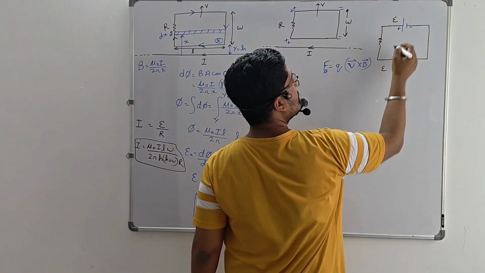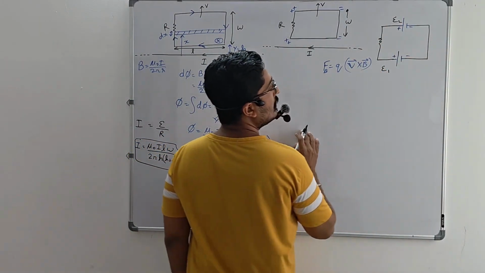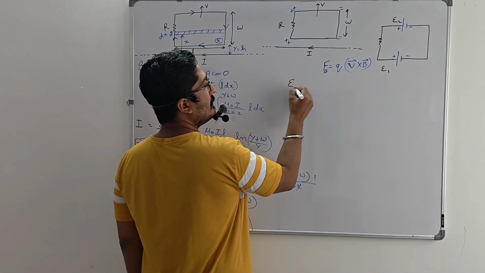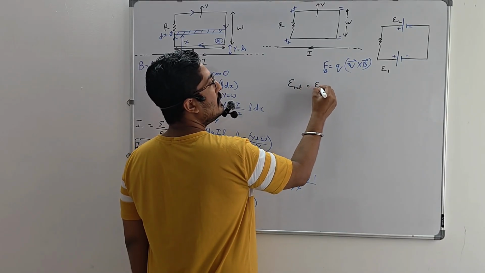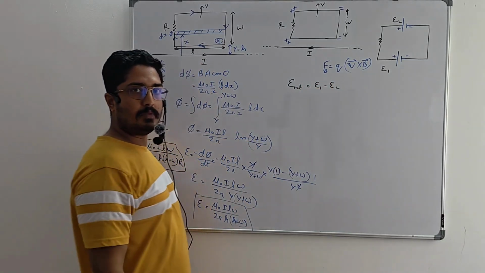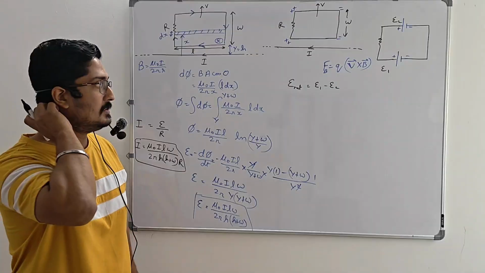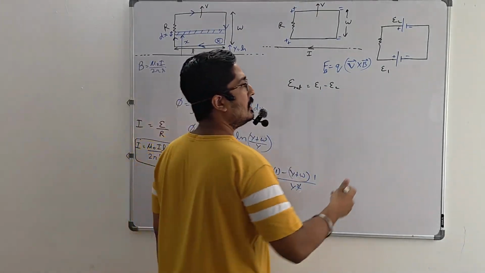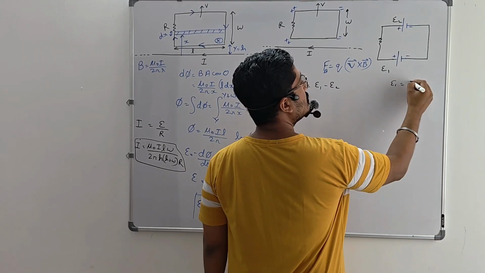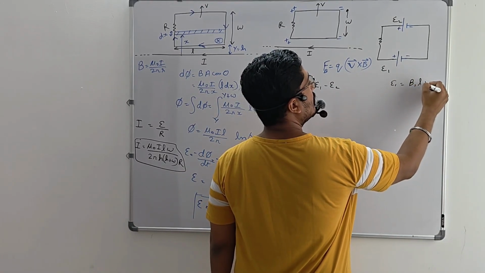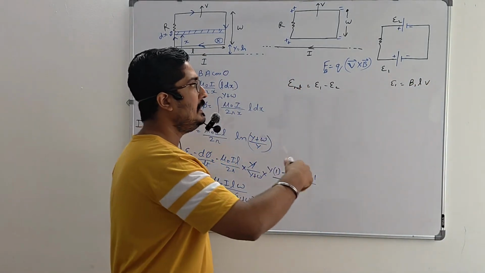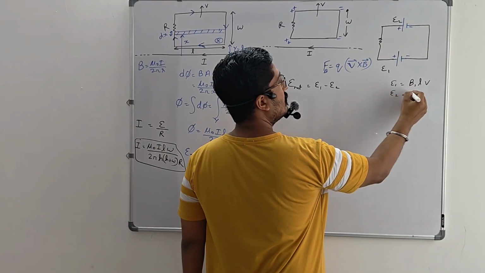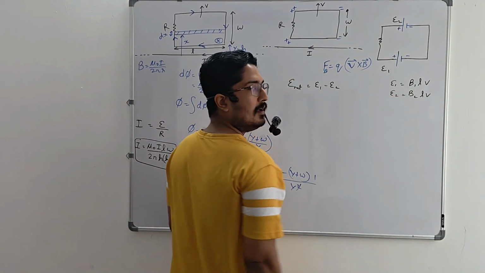So if I call this, let us say, E1 and this E2, then we can say the net EMF, E net, is nothing but E1 minus E2. That is from current electricity. We should understand. Now to find E1 and E2, we can use the concept of BLV, that is motional EMF. E1 should be equal to B1 LV and E2 should be equal to B2 LV.